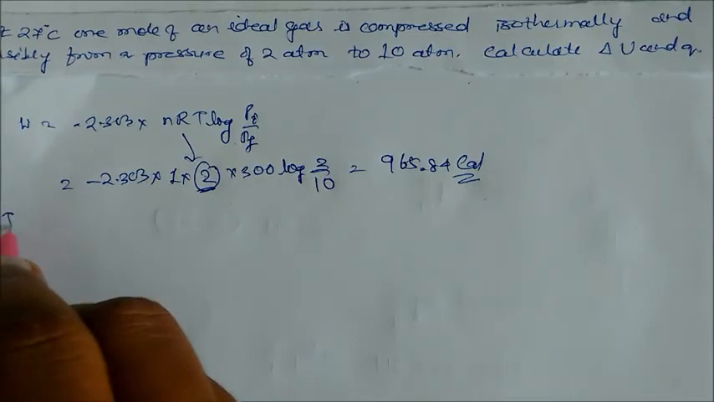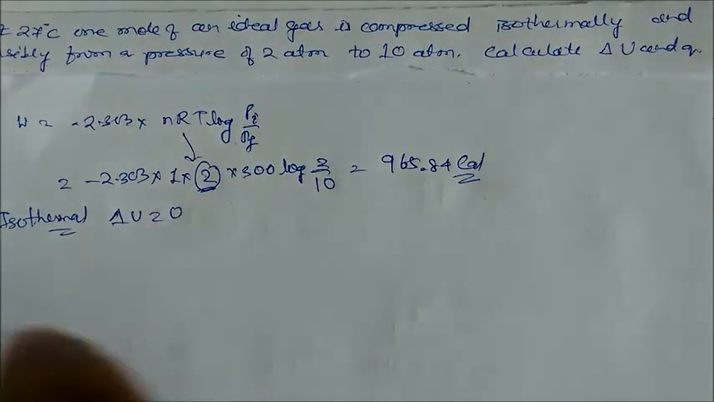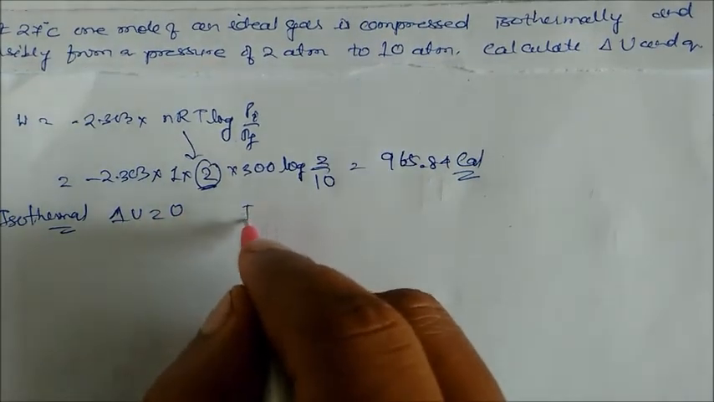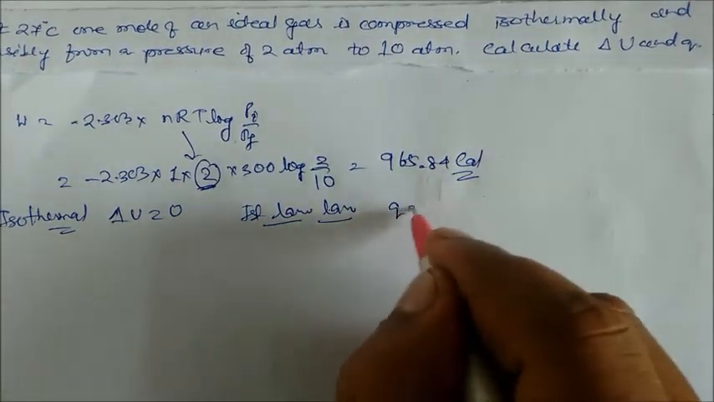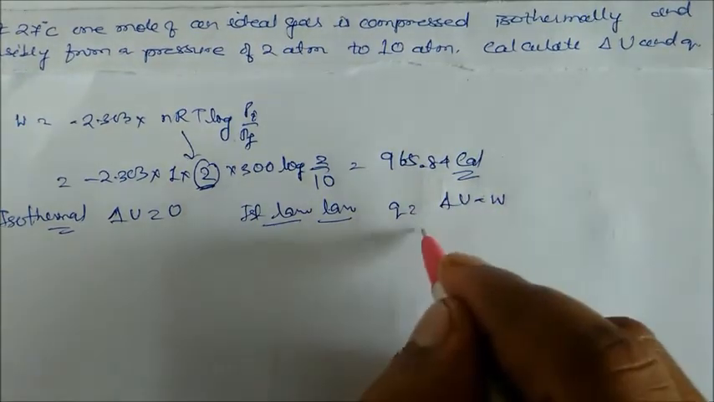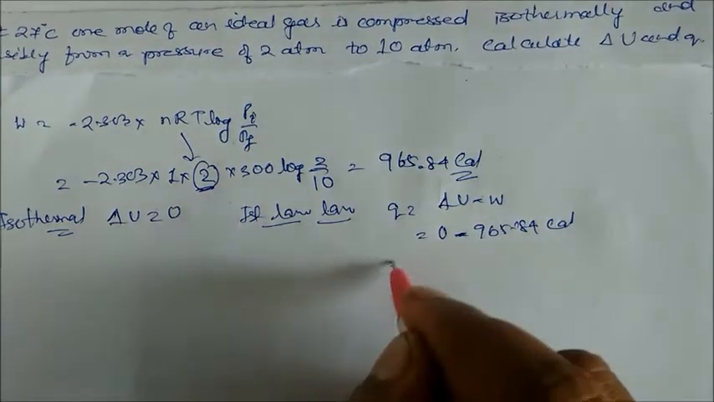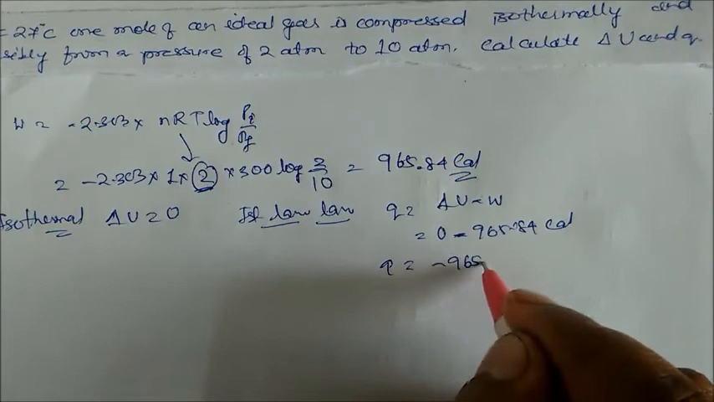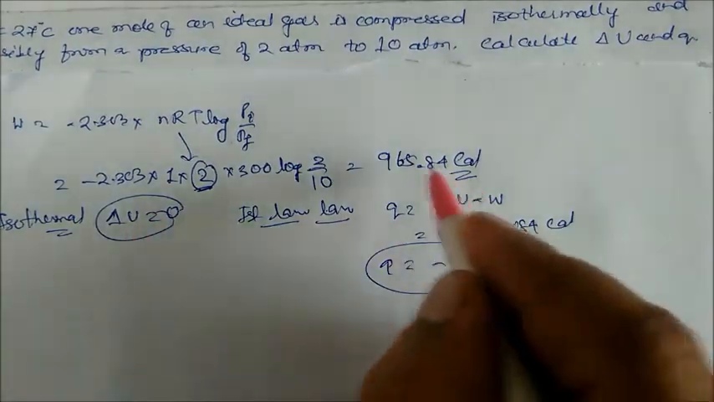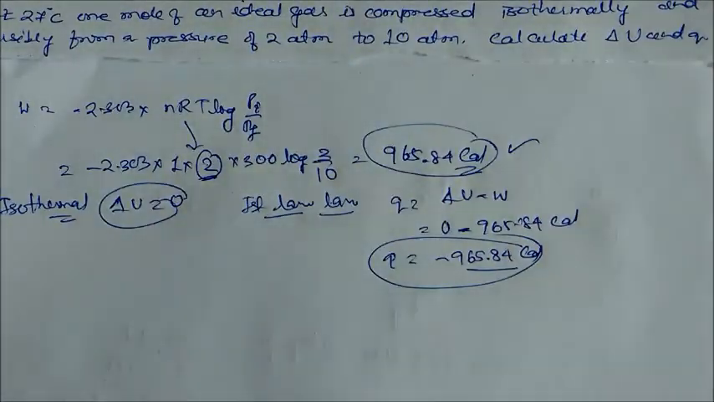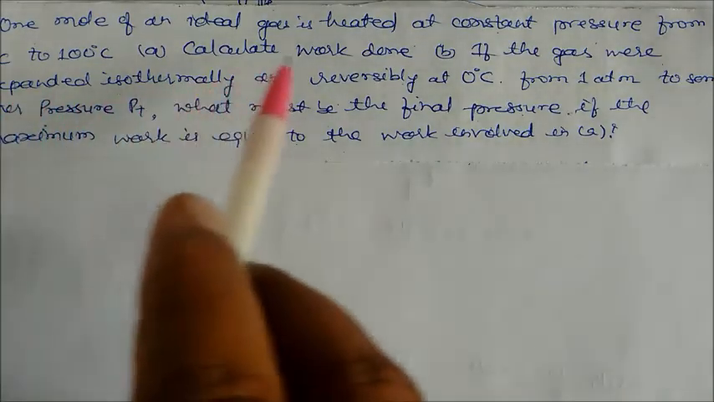Now for the isothermal change, in this case delta U will be 0. From the first law of thermodynamics, Q is equal to delta U minus W. So again delta U is 0, so this becomes minus 965.84 calorie. So Q is equal to minus 965.84 calorie. So this is the value of Q, this is the value of delta U, and this is the work done by the gas on compression.